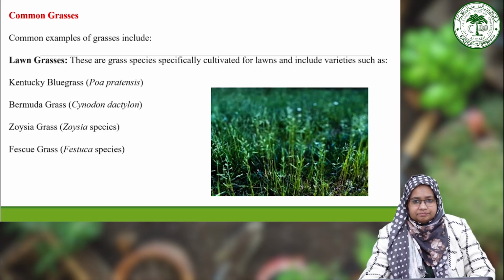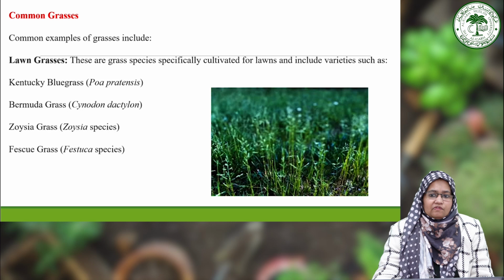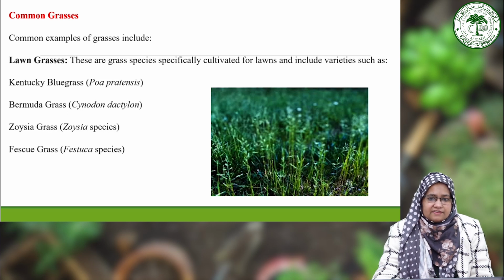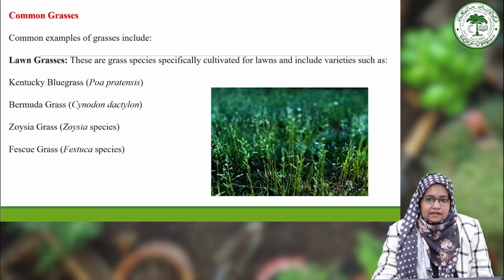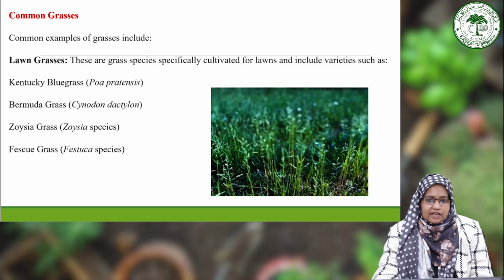heavy foot traffic. The next one is Zoysia grass. Zoysia species is another warm season grass known for its dense growth habit and tolerance to heat, drought, and foot traffic. It forms a thick carpet-like turf and it's popular in southern regions. Then fescue grass. The species of Festuca include fine fescue and creeping red fescue. They are cool season grasses known for their shade tolerance and adaptability to a wide range of soil types.